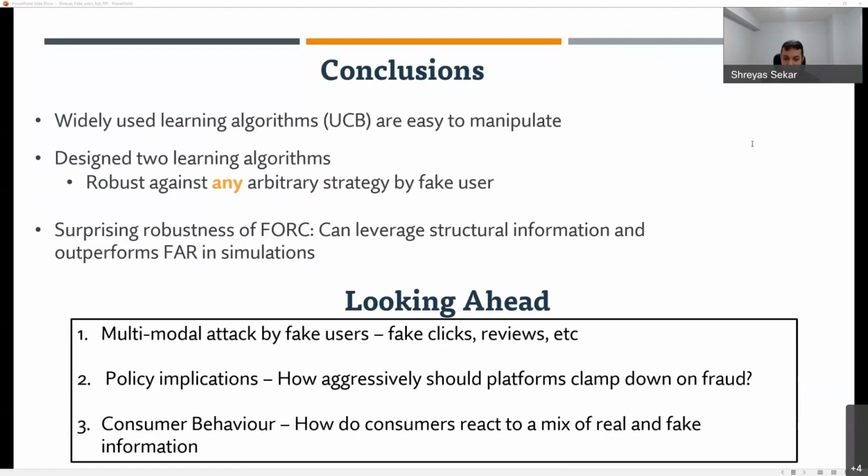Now, looking ahead, there's a bunch of research directions which I like. In particular, we looked at fake clicks here, and you can extend these insights to something like fake reviews. But what can we do if I have multiple sources of attack by fake users? So in particular, if I have fake clicks and fake reviews happening at the same time, can we leverage some sort of additional information to improve upon my bounds?